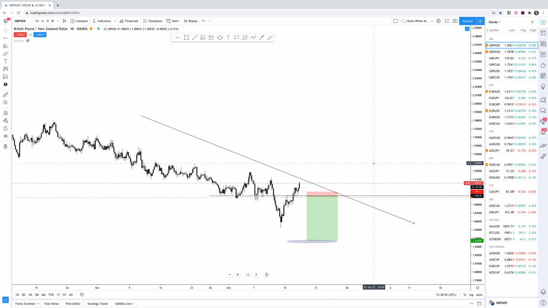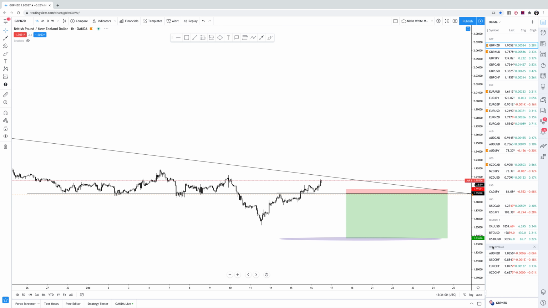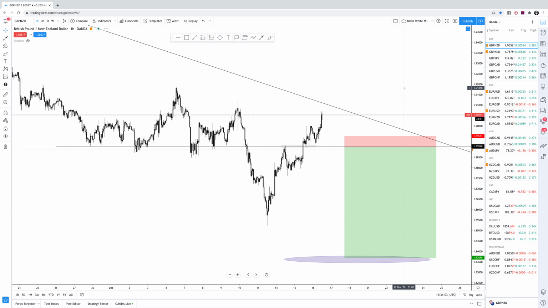So GBP New Zealand dollar, I was waiting on price to break back below this daily level. I thought the downtrend continuing was likely. However, we didn't get a break back below the support resistance area. So instead, price just sort of found support and then kept going up. So there were no trades placed.